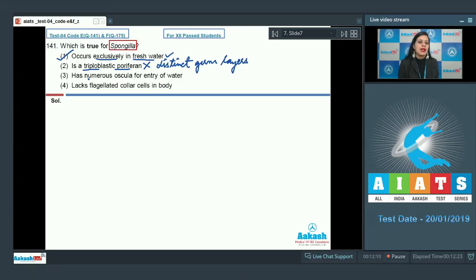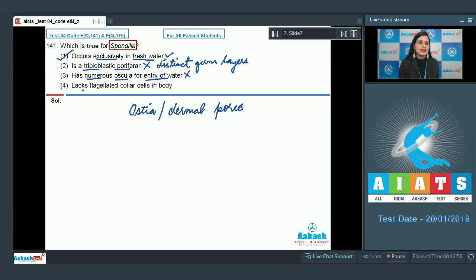The next option given is has numerous oscula for entry of water, and as it is an incorrect statement, this cannot be a correct answer to our question because Spongilla has numerous ostia or dermal pores for entry of water and not oscula.